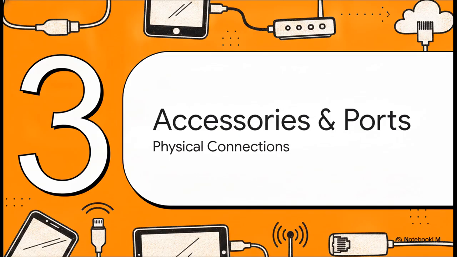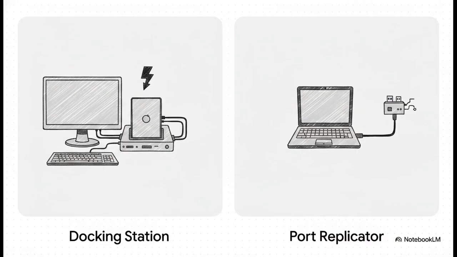Section 3. Accessories and physical connections. How do these mobile endpoints physically connect to everything else? Well, here's a crucial exam trap that catches people off guard all the time. You have to know the difference between a docking station and a port replicator. A docking station basically turns your laptop into a full-blown desktop replacement. It adds extra ports, sure, but it also adds features, and crucially, it charges the device. A port replicator, on the other hand, does exactly what it sounds like, nothing more. It just gives you more connection ports, usually through USB.